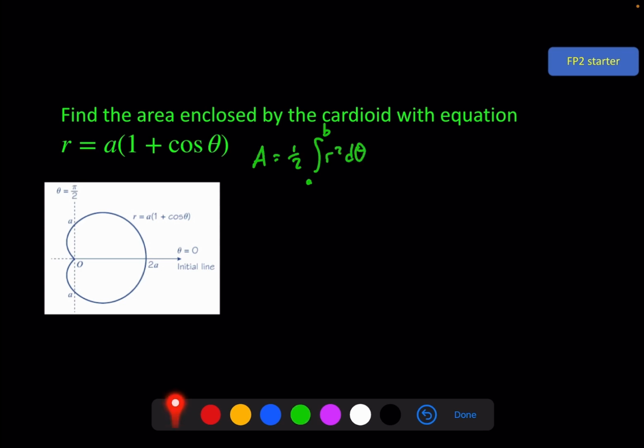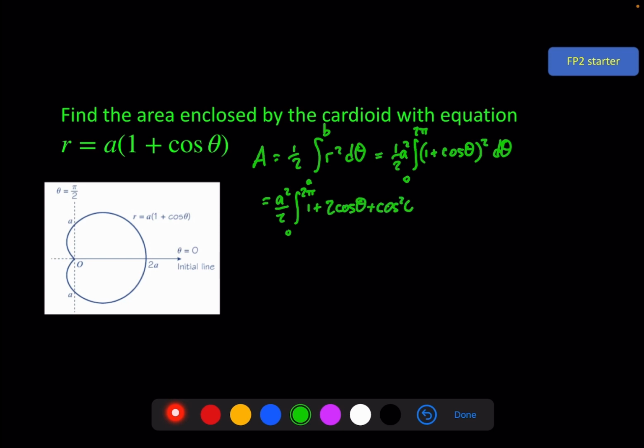In this case, we're going all the way around, so we've got theta equals 0 all the way around to theta equals 2 pi. So we've got a half from 0 to 2 pi of r squared, which is a squared, I'll put that out the front, (1 plus cos theta) all squared d theta. Now we need to expand that out, so we've got a squared over 2 from 0 to 2 pi of 1 plus 2 cos theta plus cos squared theta d theta.